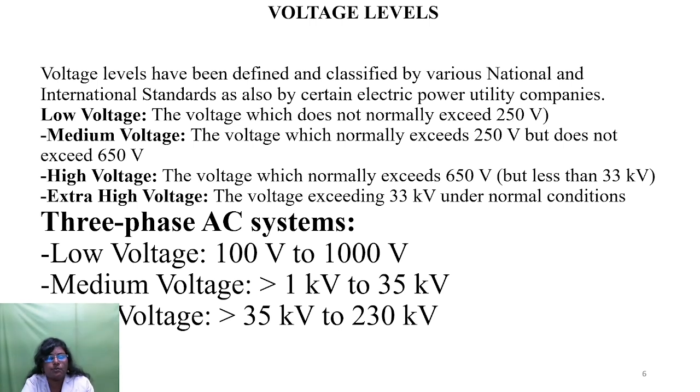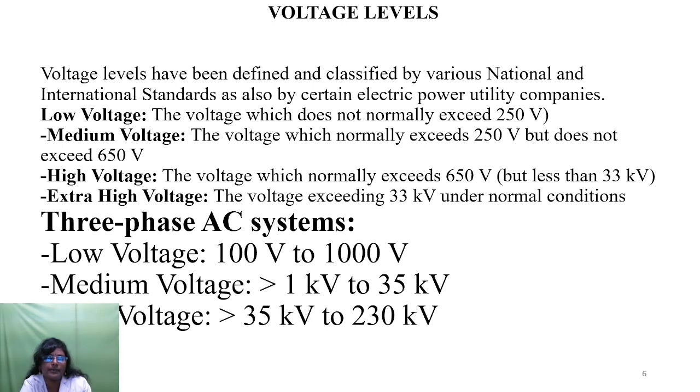Extra high voltage means a voltage exceeding 33 kV under a normal condition; we call it EHV. Next, for a 3-phase AC system, we have classified 3 voltage levels: low voltage level, medium voltage level, and high voltage level. Low voltage means 100 volts to 1000 volts. Medium voltage means above 1 kV, between 1 kV and 35 kV, and we call it medium voltage.